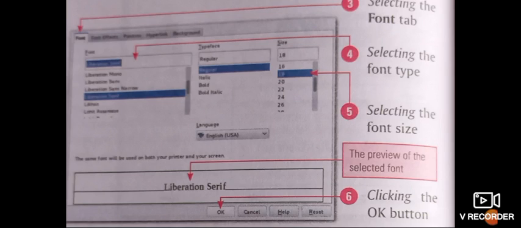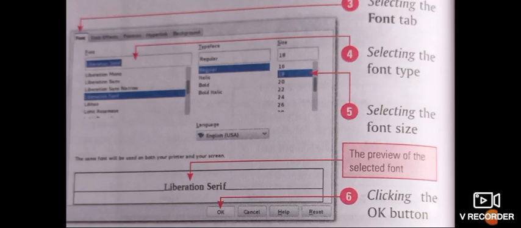To set the font type and font size, we have to do these steps. First, we have to select the text that we want to format. After that, we have to click on the Format menu, Character option. From the menu bar, the character dialog box appears as shown here in the video. Now select the font tab in the character dialog box. However, this tab is selected by default.